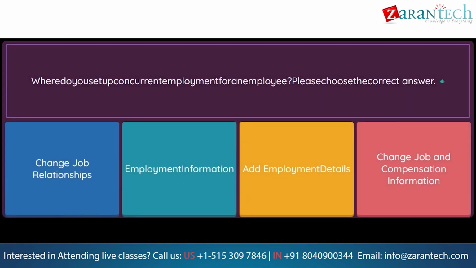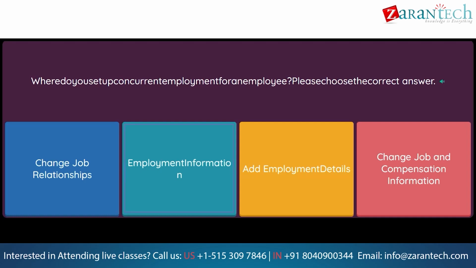Question: where do you stop concurrent employment for an employee? Please choose the correct answer. Option 1: change job relationships. Option 2: employment information. Option 3: add employment details. Option 4: change job and compensation information.